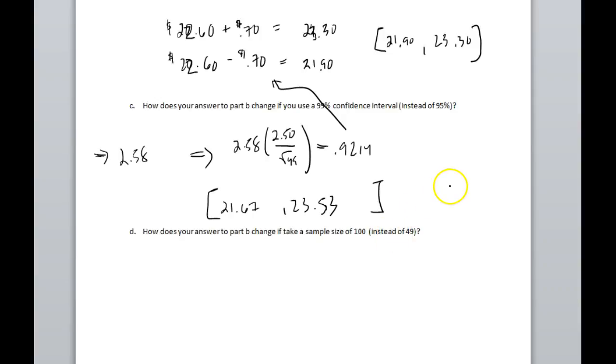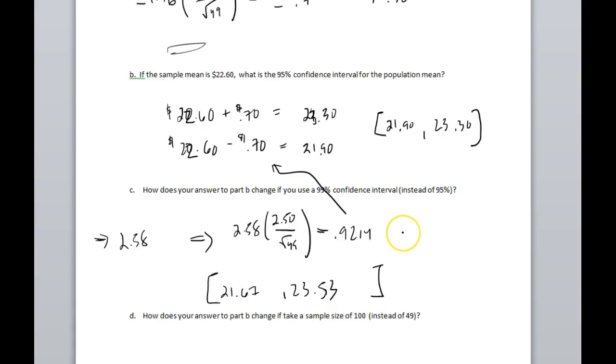How does your answer to part B change if we sampled more people? If we sampled 100 people rather than 49? Okay, so we run this again.